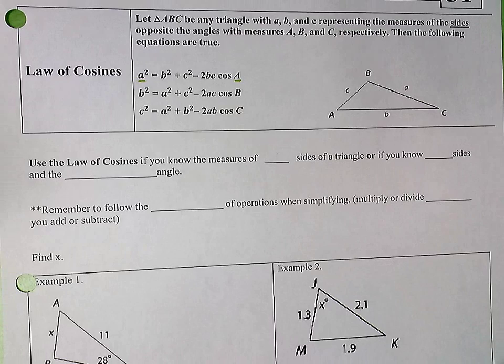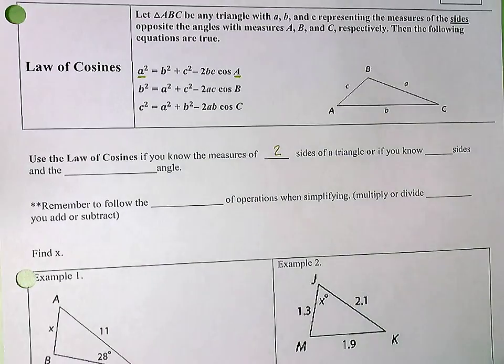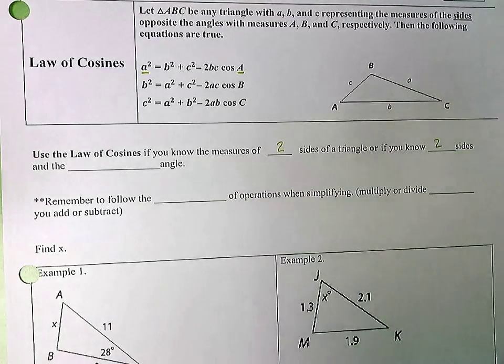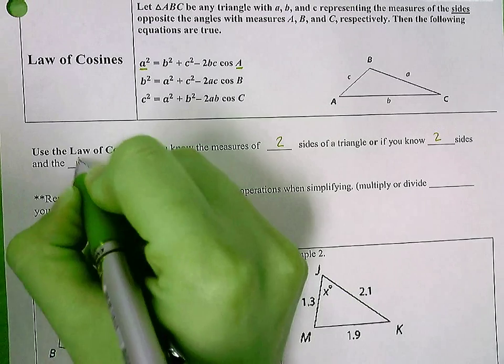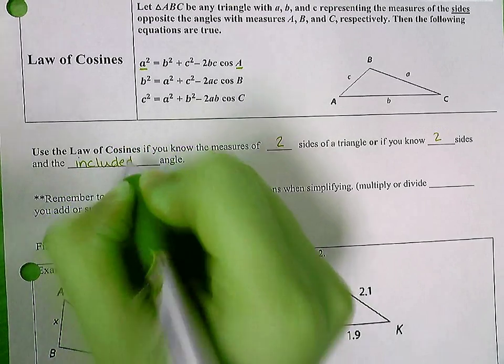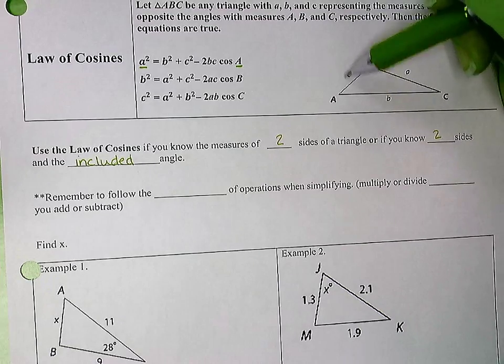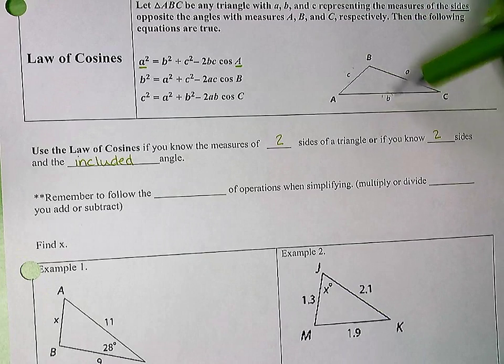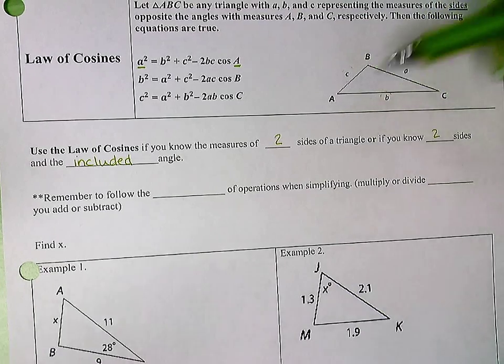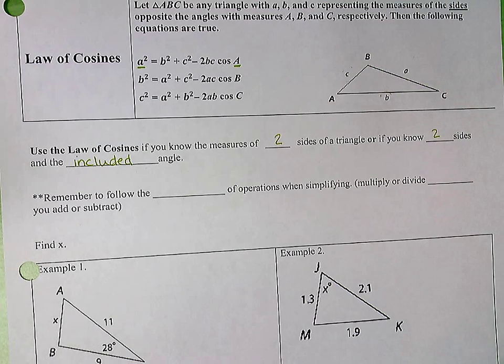So to use law of cosines, you'll use that if you know the measures of two sides of a triangle, or if you know two sides and the included angle. Okay, so included angle meaning it has to be the angle between the two sides that you know. So if you know sides c and b, your included angle would be A. It's that angle between the two sides, or the angle that those two sides make up. That's what included means.